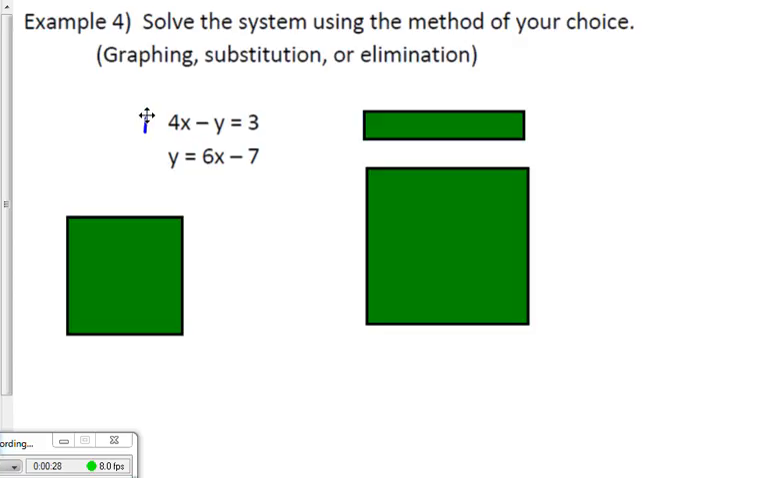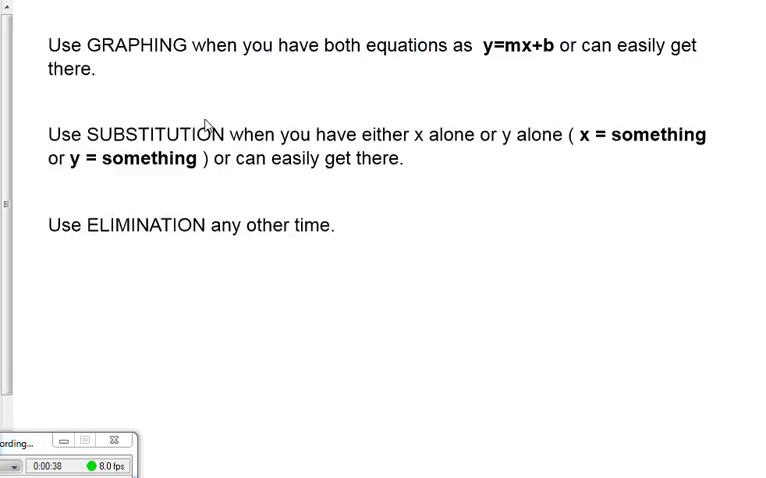Okay, so for example 4, we have our first equation being 4x minus y equals 3, and our second one being y equals 6x minus 7. Before we start looking at this one, I want to give you a little hint on when to use which of our methods. If you want to write this down off on the side of your notes, this might be helpful when you're going over homework and you're asked to solve using your favorite method.